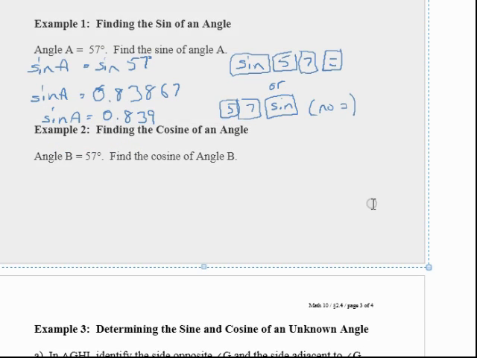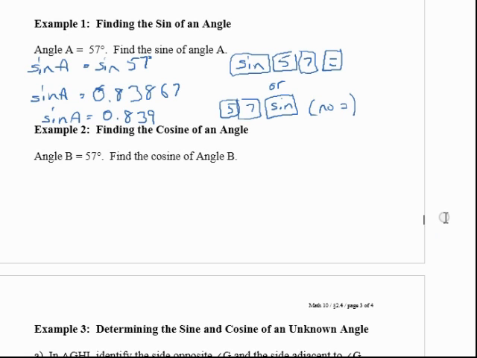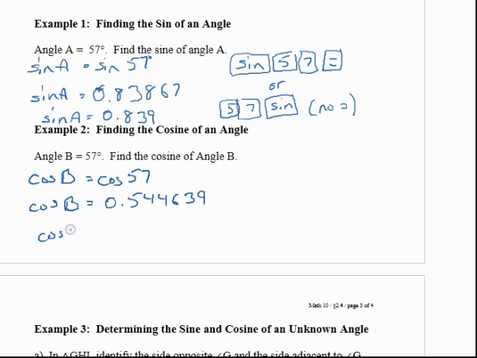Okay, let's do example 2 where we find the cosine of an angle. So angle B is 57. We're using the same angle. So this time we're going to find the cos of B equals the cos of 57. So cos B equals 0.54469. So cos B is 0.545. Now, make sure it's the same sequence of buttons. Just use the cos button instead of the sine button, but you do it the same way. Make sure you're getting those answers.